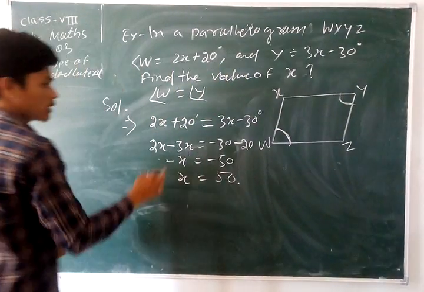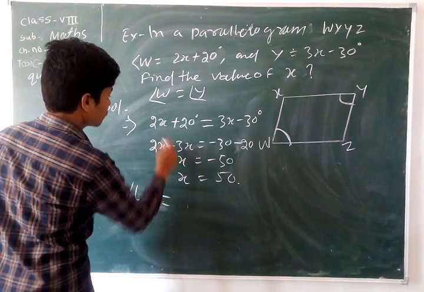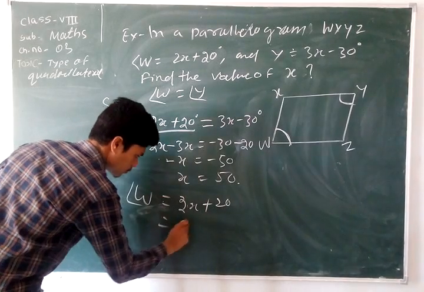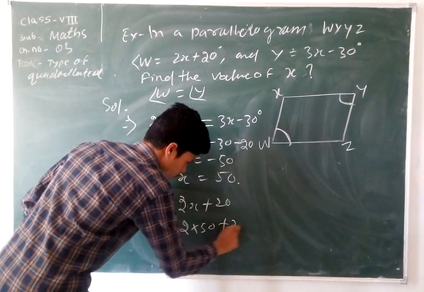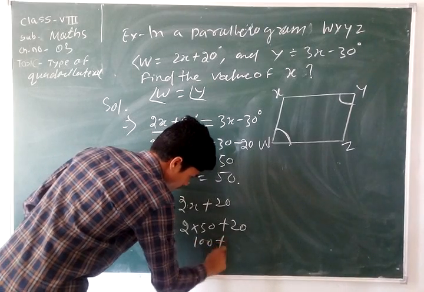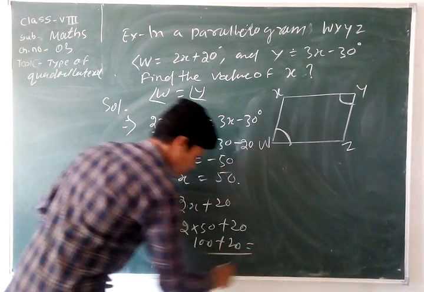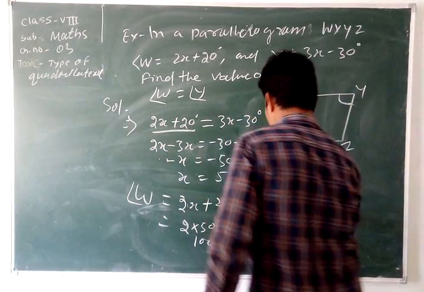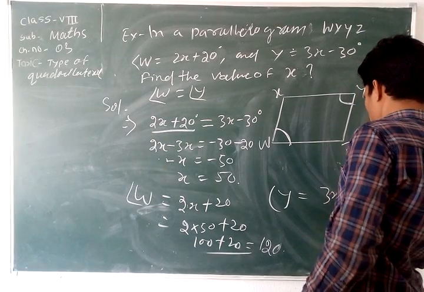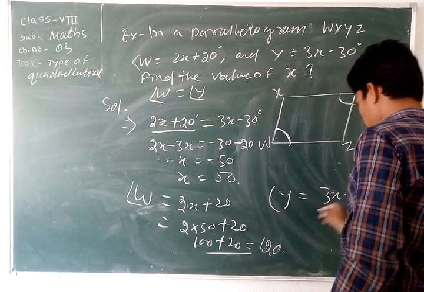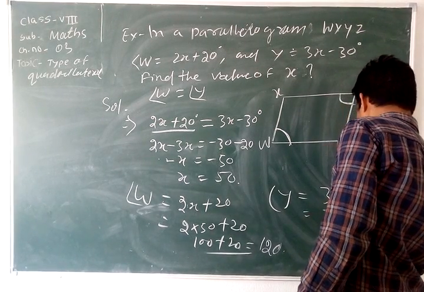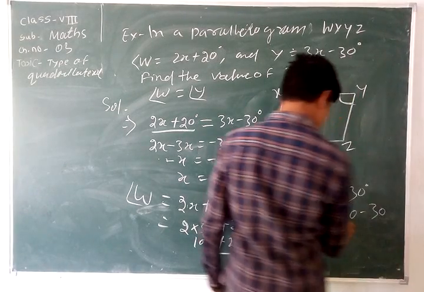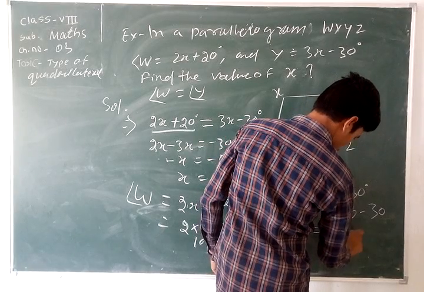We can easily find the value of W and also Y. How do you find the value of W? W equal to 2x plus 20, so 2 into 50 plus 20, 100 plus 20 equal to 120. We can find the value of Y also. Y equal to 3x minus 30. Here 3 into 50 equal to 150, minus 30.